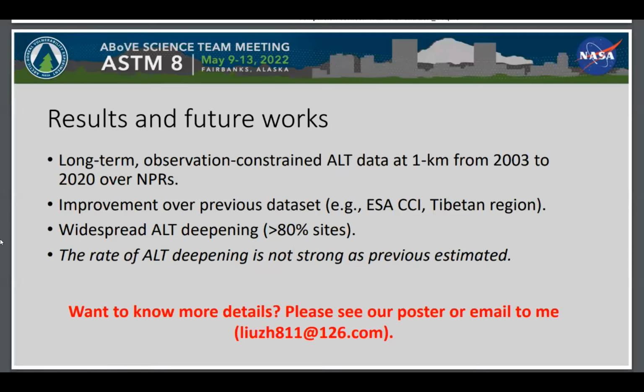To conclude this presentation, we have produced a long-term observational constrained ALT dataset at 1 kilometer spatial resolution from 2003 to 2020 over the whole northern Permafrost region. Our ALT data shows some improvement over the previous dataset, especially over the Tibetan Plateau region. Our dataset also shows a widespread ALT deepening trend, but the rate of ALT deepening is not as strong as previously estimated.